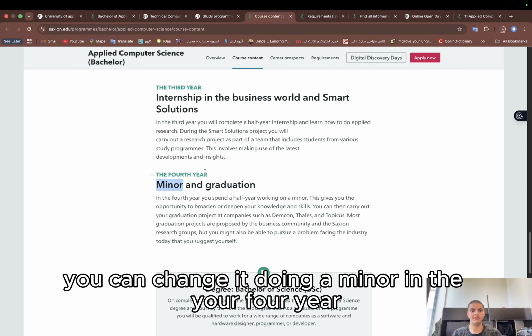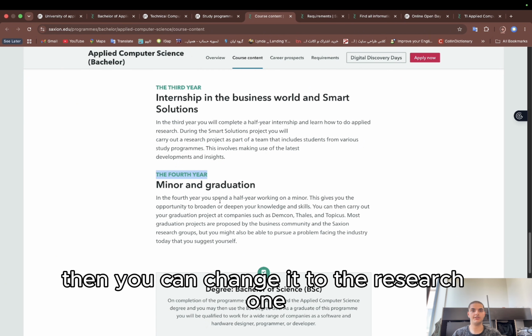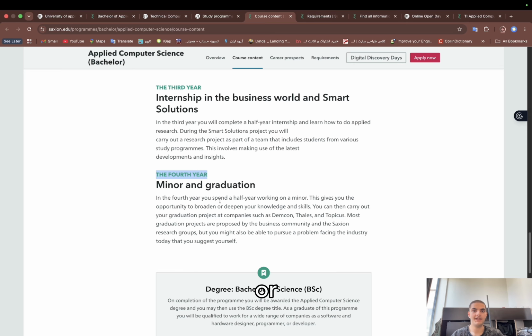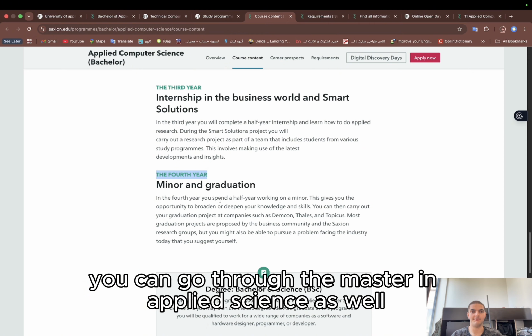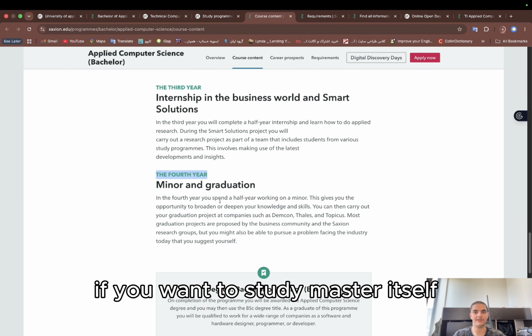You can change it by doing a minor in your fourth year, for example, pre-master. Then you can change it to the research one, or you can go through the master in the applied science as well. And what are the differences here if you want to study master itself?